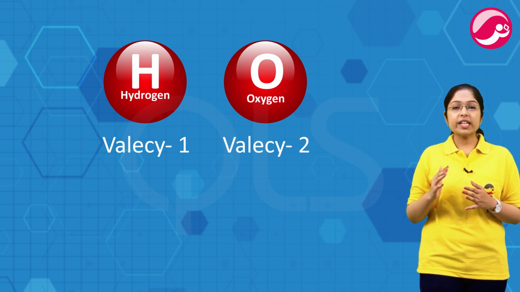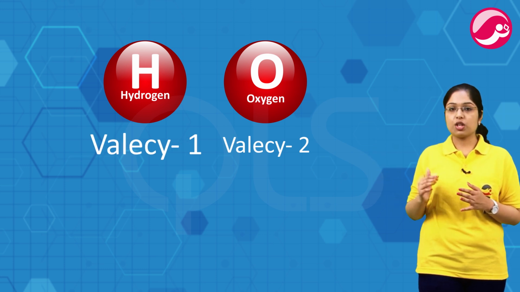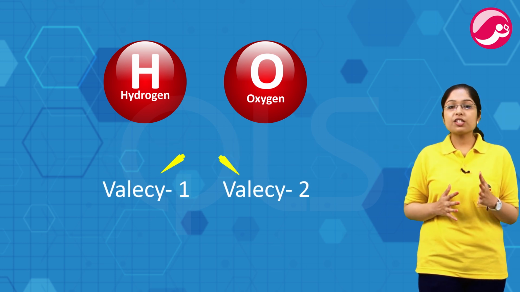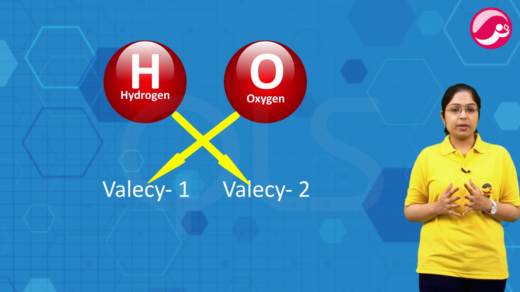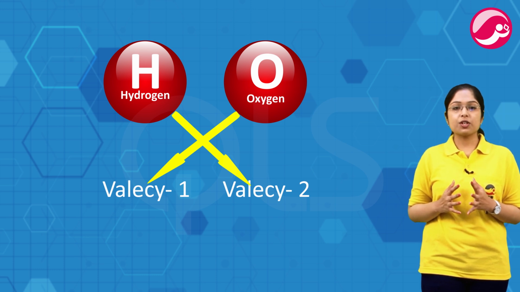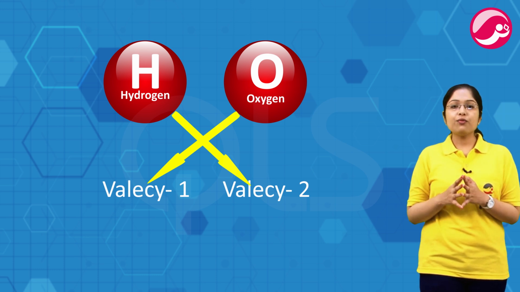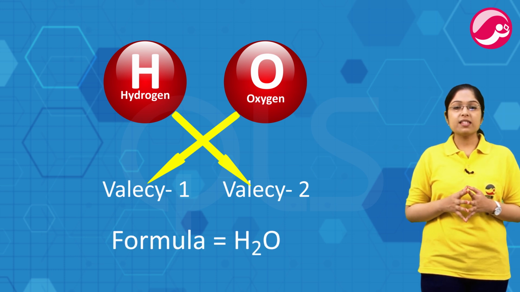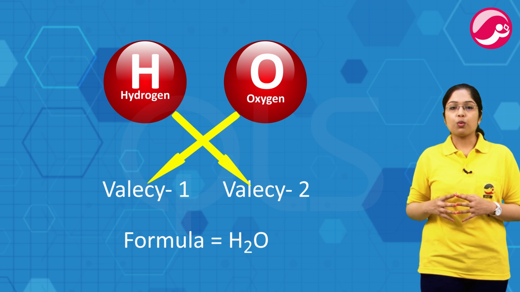From the list, we can check that hydrogen has a valency of 1, while oxygen has a valency of 2. Now, crisscross the valencies of the constituent elements and place them as the subscripts to get the formula. After following all three steps, we will get the formula of water as H2O.